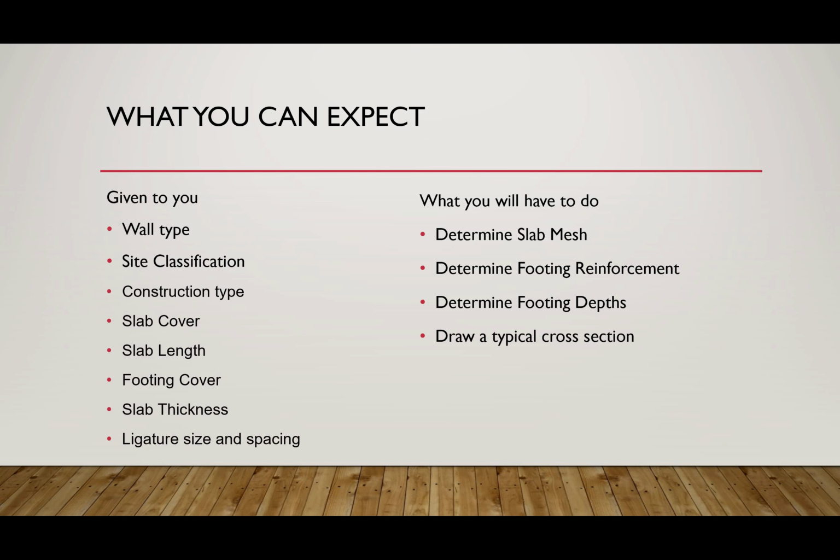So what you can expect. What's going to get given to you is the wall type, the site classification, the construction type, or the wall type. Sorry, I've written that twice. You're going to get the slab cover, the slab length, which will be given to you either in a drawing or it will just be written to you. You'll get the footing cover. So the cover is a distance from the concrete to the steel. So from the concrete to the mesh and from the concrete to the ligature. You'll get given the slab thickness and you're going to get given the ligature size and the spacings.